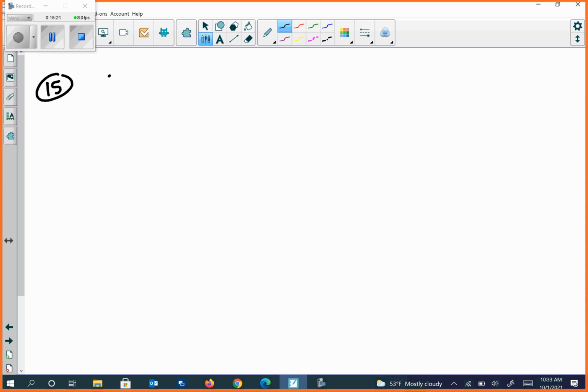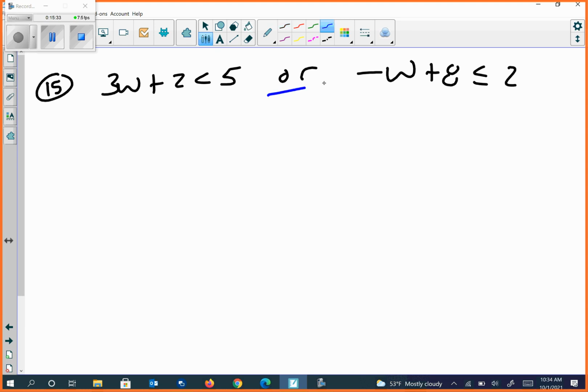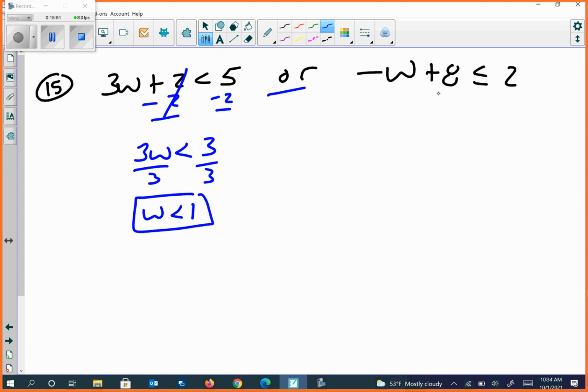Number 15. 3w plus 2 is less than 5, or negative w plus 8 is less than or equal to 2. It's an or problem because the word or is there. So I'm going to subtract 2. Divide by 3. What's 3 over 3? 1. Did I do it right? Okay. Subtract 8, subtract 8. Those cancel. I don't want to have a negative sign, so I'm going to multiply both sides by negative 1. So what's going to happen?